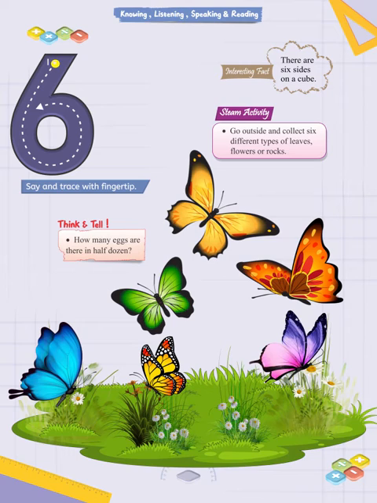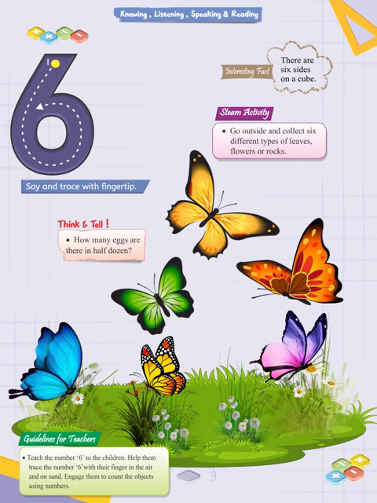Think and tell. How many eggs are there in half dozen? Let me tell you an interesting fact. 1 dozen means 12. The half of 12 is 6. So the correct answer will be 6.